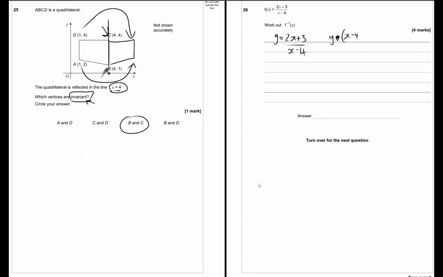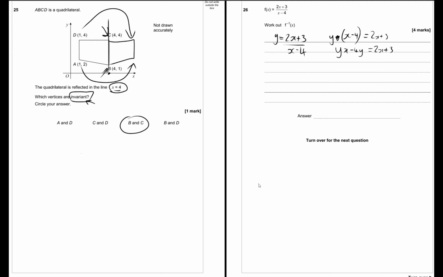No, we're not. We're going to get y times x minus 4 is equal to 2x plus 3. Multiply out, we're going to get yx minus 4y equals 2x plus 3. Remember what we're trying to do. We're trying to get x on its own.